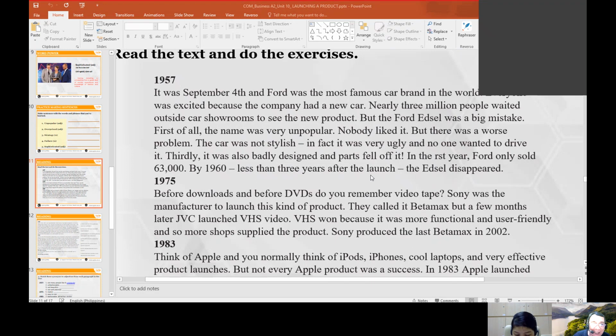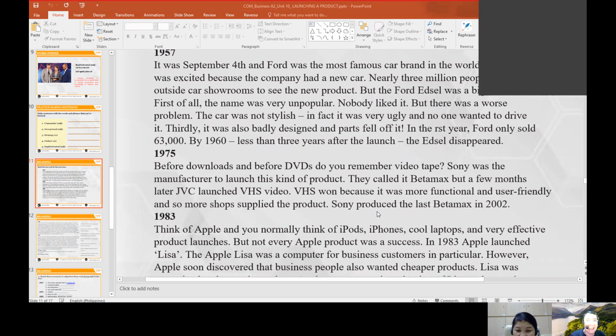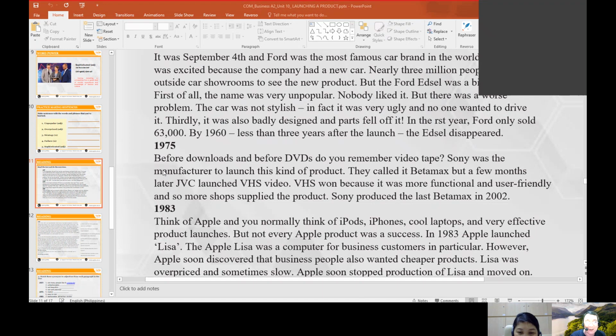Now let's look at another one. In the year 1975, I was already born. What does it say here? Can you read this, Toy? Before downloads and before DVDs, do you remember videotape? Sony was the manufacturer to launch this kind of product. They called it Betamax.